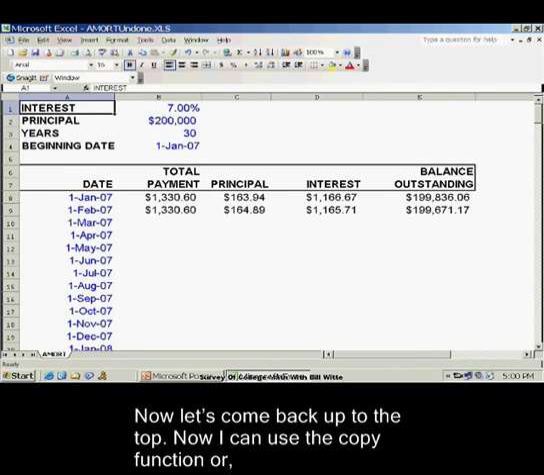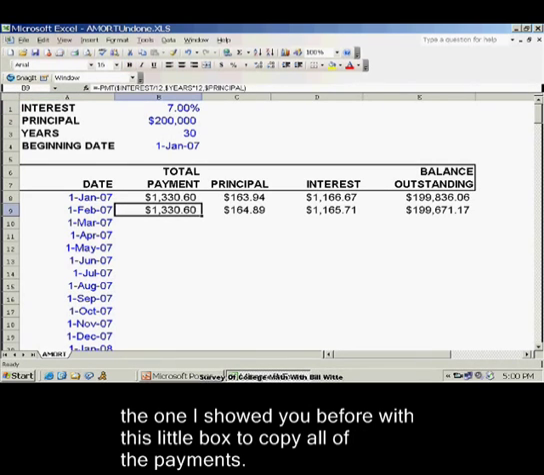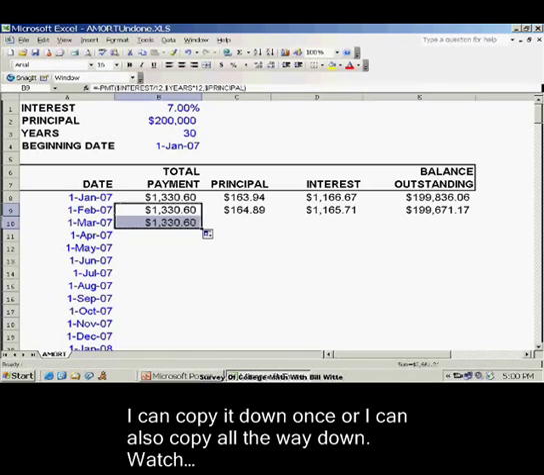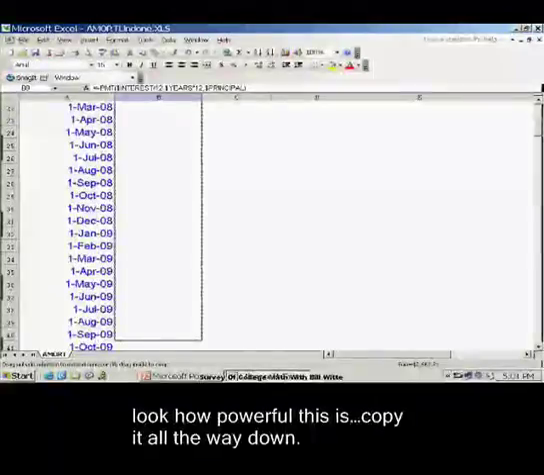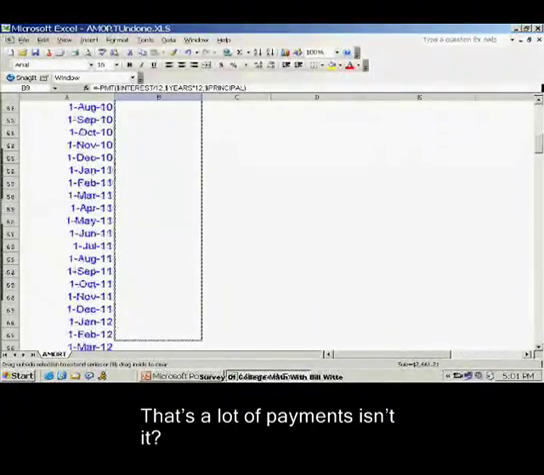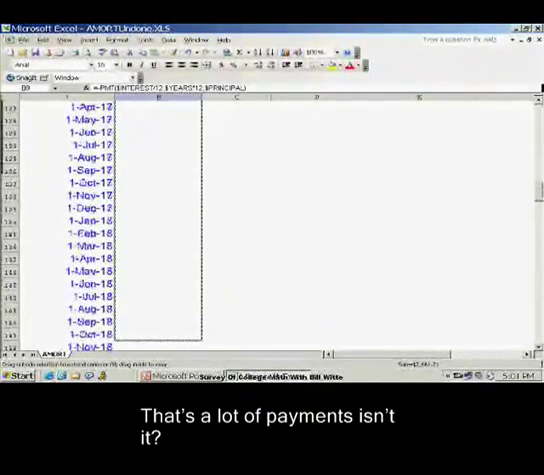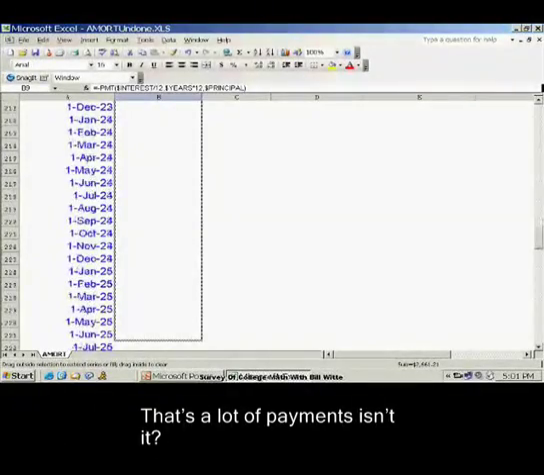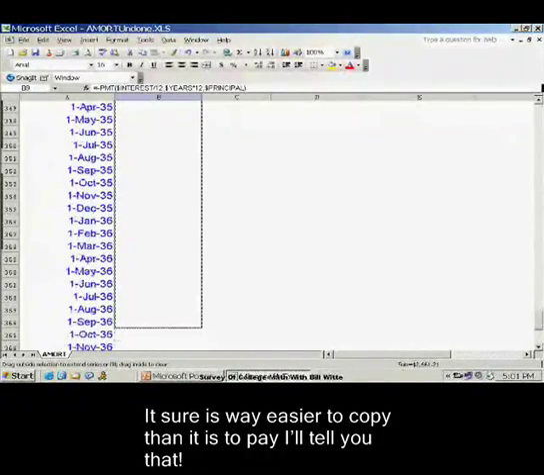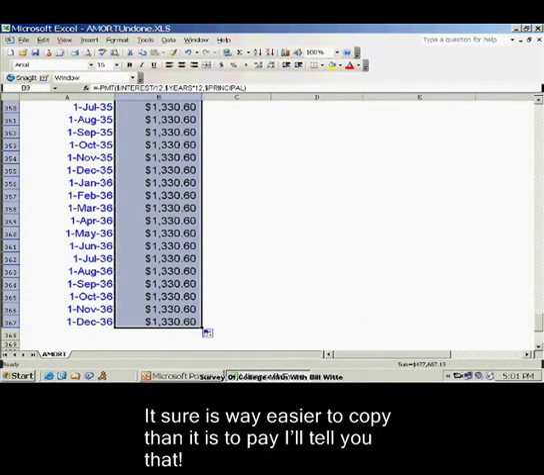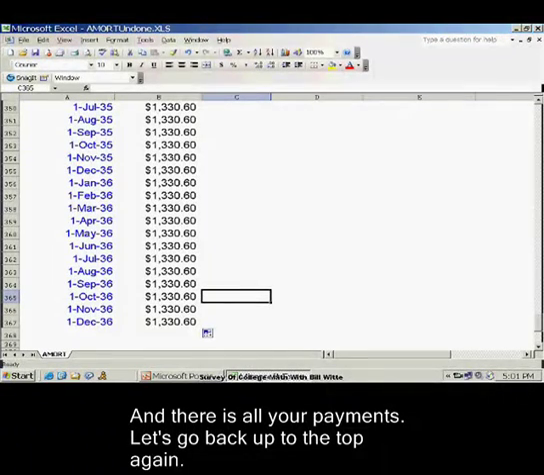Now, I can use the copy function, the one I showed you before with this little box, to copy all the other ones down. I can copy it down once, or I can also copy it all the way down. Look how powerful this is. Copy it all the way down. That's a lot of payments, isn't it? Way easier to copy than it is to pay, I'll tell you that. Okay, there's all your payments.